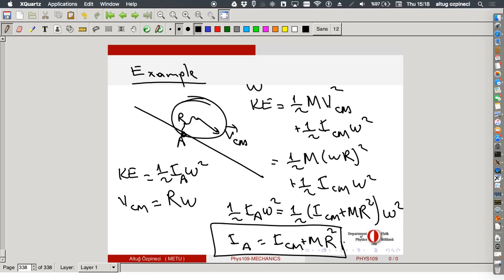If there are other forces, in that case, of course, they will change the angular velocity. They will affect how the angular velocity changes, and hence how the kinetic energy changes. They will only influence the changes in the kinetic energy.